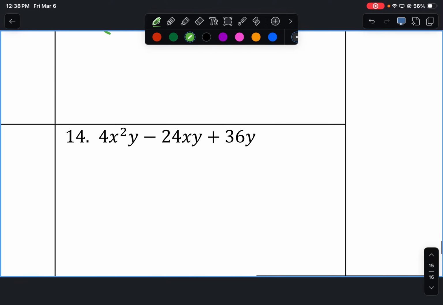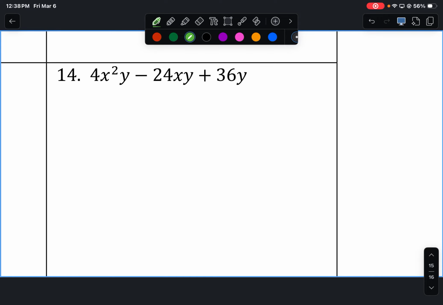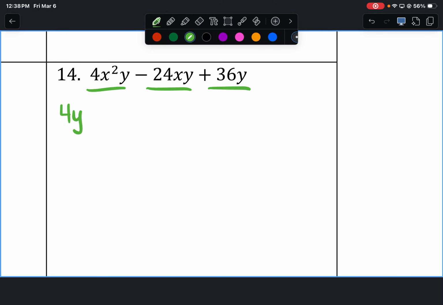All right, number 14. Does number 14 have a greatest common factor? 4y. Because each of these have a y. Why is x not a greatest common factor? One of them is squared, and it doesn't have it. Yep. So what does that leave us with if we take out 4y? x squared.